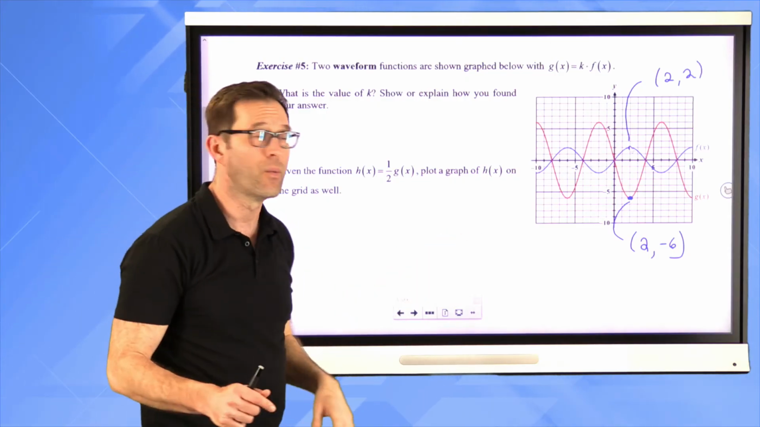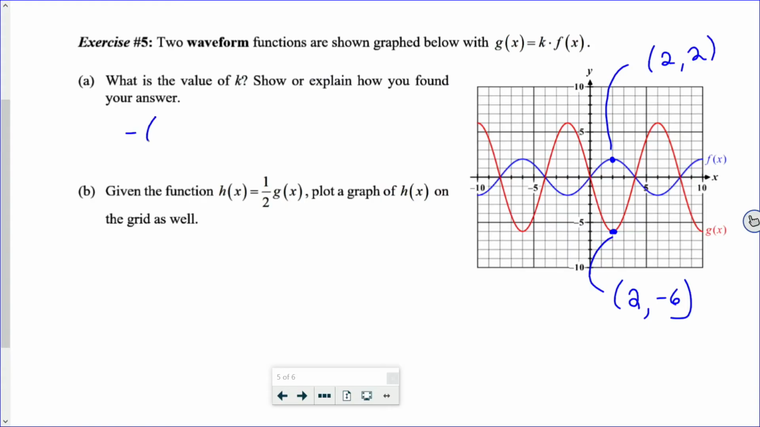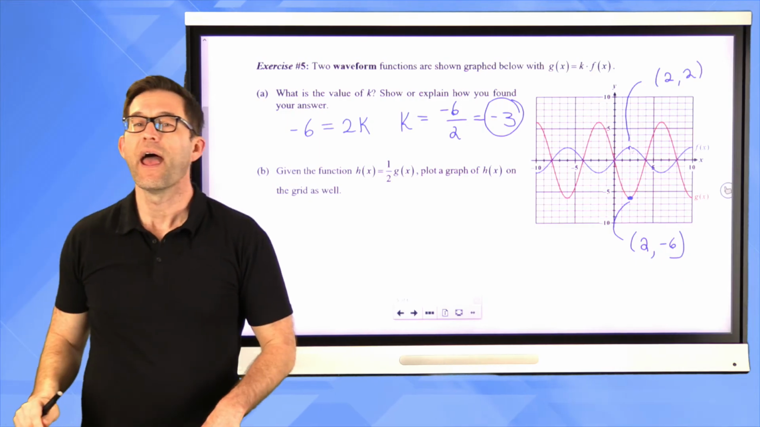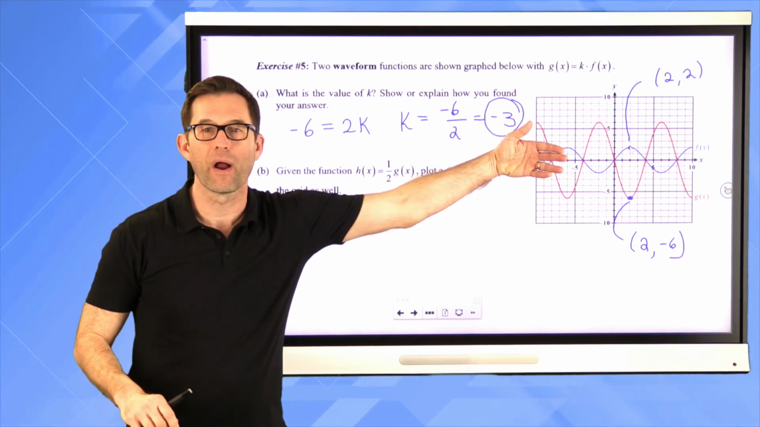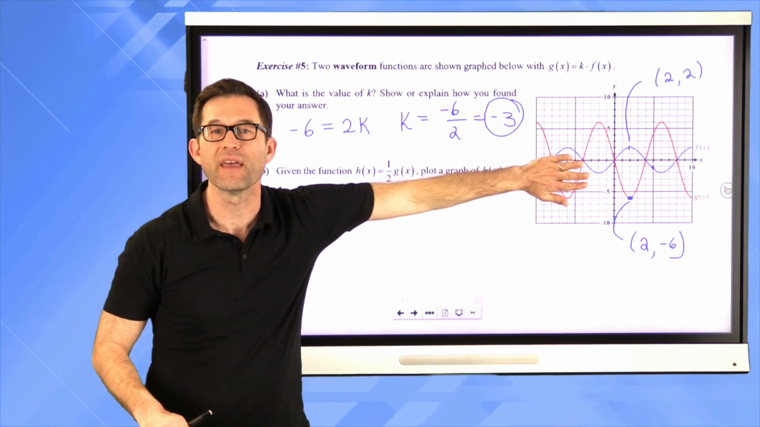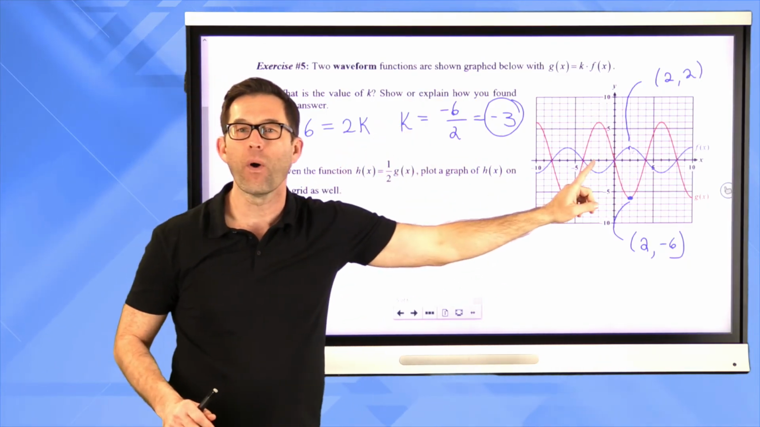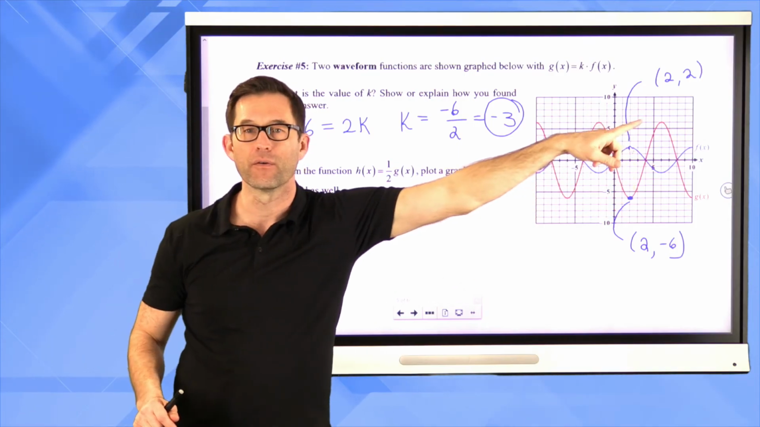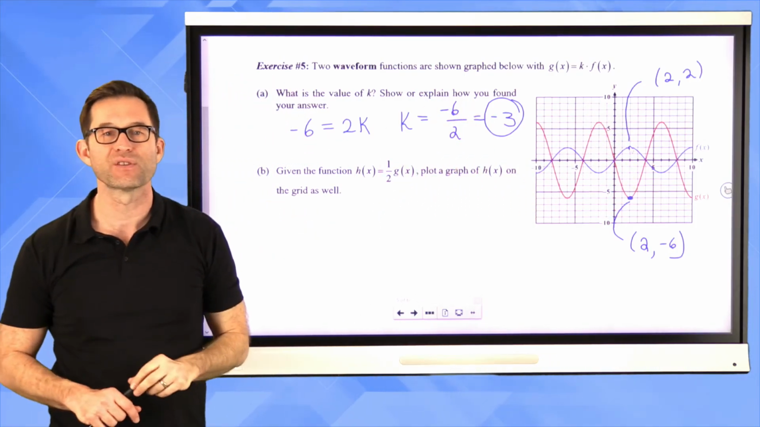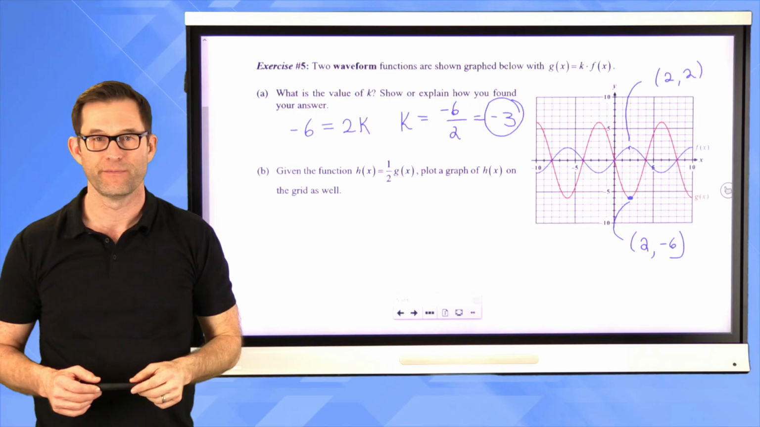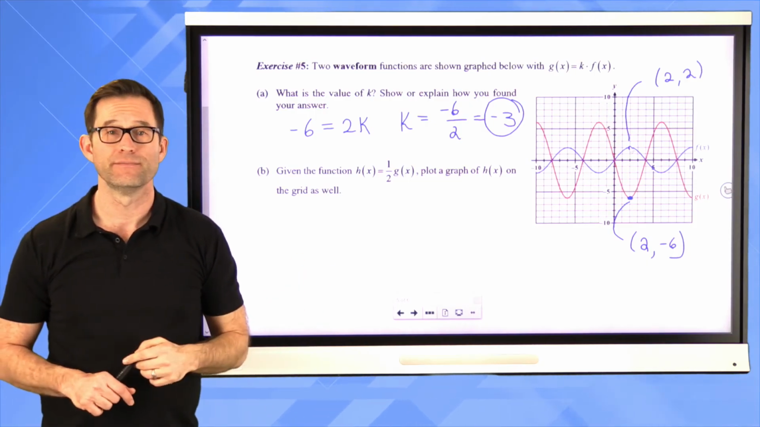So literally, we could say to ourselves, well, -6 is equal to 2 times k, so k is equal to -6 divided by 2, and k is equal to -3. And that makes sense because we've taken that blue graph and we've flipped it across the x-axis and we've stretched it out. Every single y value on the red curve is -3 times the y value on the blue curve.